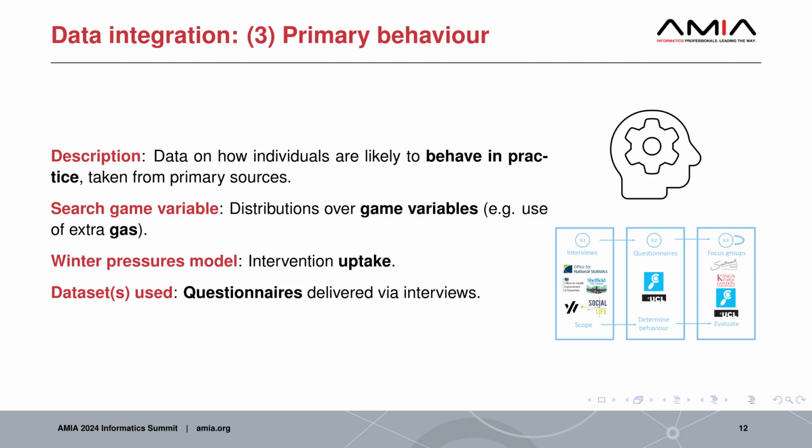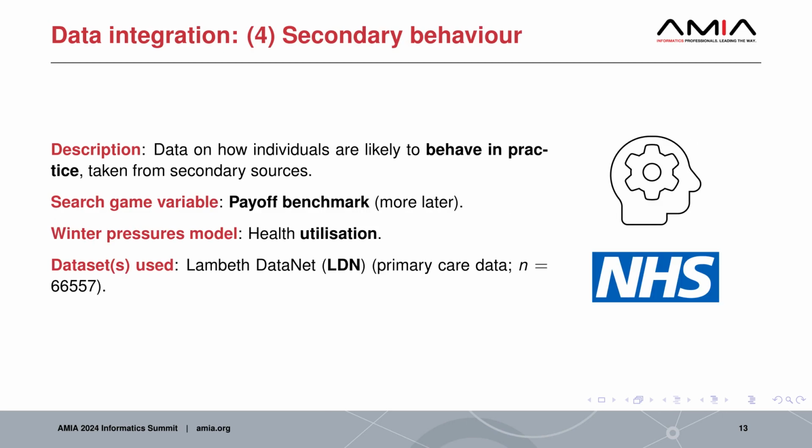And in this study, for the winter pressure study, we gathered this information via questionnaires, which was part of a larger body of PPIE work, which you can see here. Again, a natural development, and for our final element of data to integrate, we can look at acquiring data on behavior from secondary sources. So in the winter pressures use case, we're looking at health utilization data, and we can see that the variable we're setting here is a payoff benchmark, which we'll talk about shortly. And again, this data was acquired from Lambeth DataNet, which is primary care data, ultimately coming from the UK's NHS.